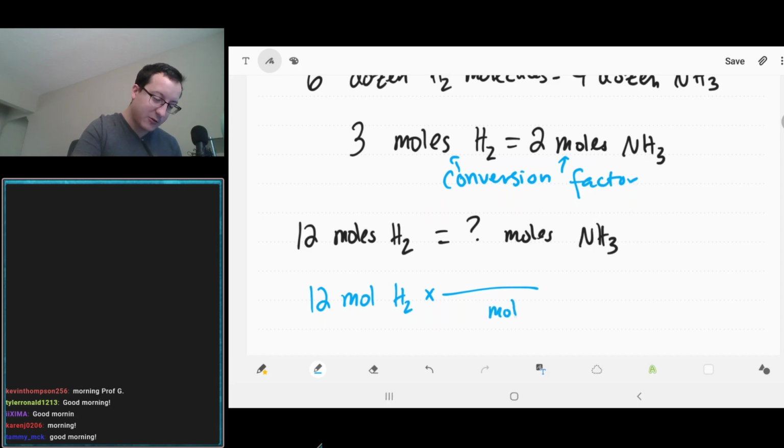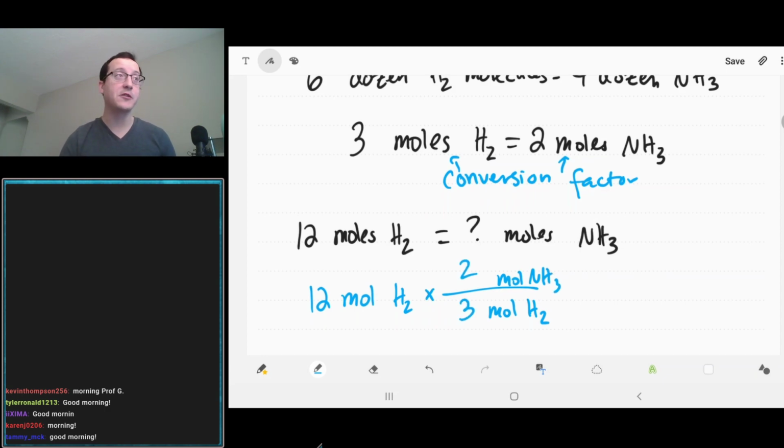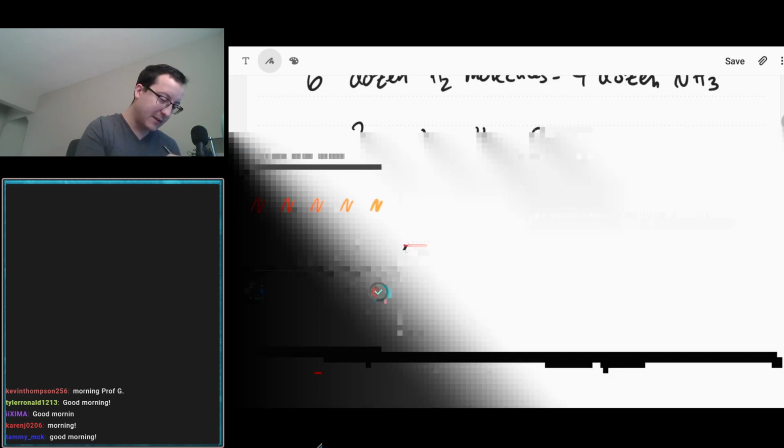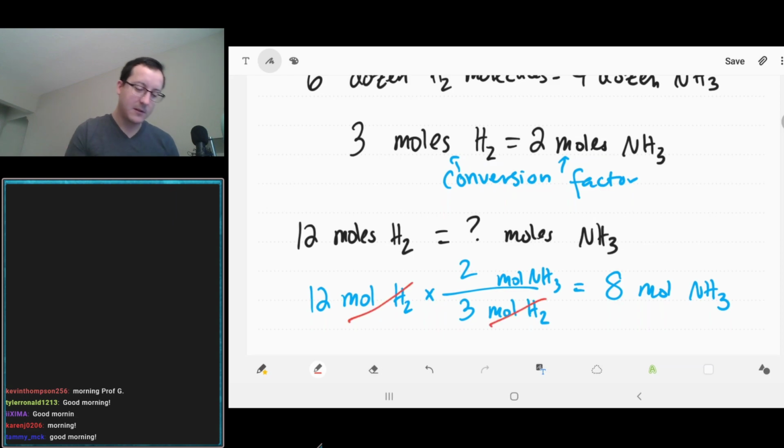We're going to want to put moles of hydrogen on the bottom, and we would just put in those reaction coefficients. That tells us that from this reaction we're going to get out 8 moles of ammonia. Nothing too crazy there. Notice, as always with any unit conversion, moles of hydrogen cancel out, and we are left with the unit of interest, which was moles of ammonia. Hopefully that's not too crazy.